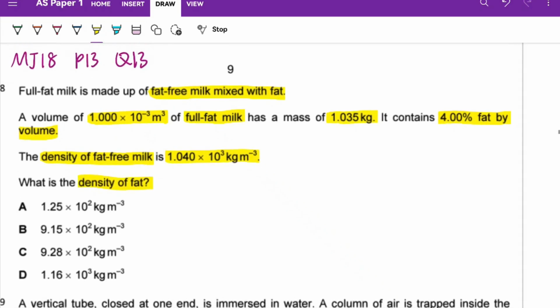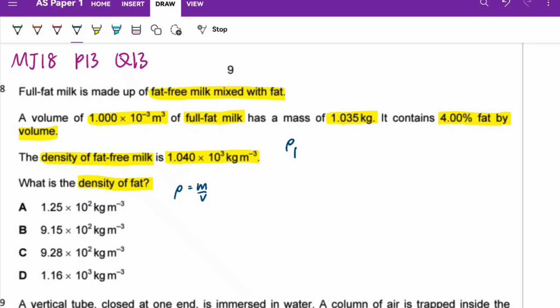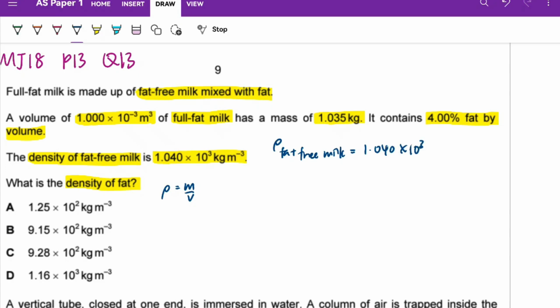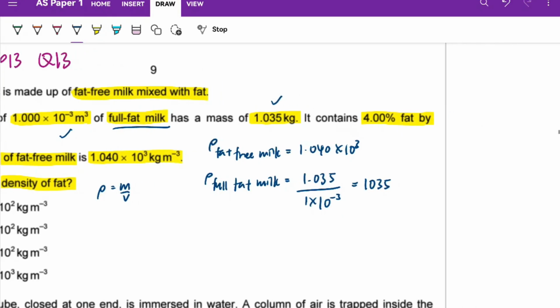Okay, so to find the density of fat, we know density has a formula: mass over volume, right? Let's write it here. Density of fat-free milk is 1.040 times 10 to the power of 3. What is the density of full fat milk? Can we find? Of course we can, because we have the volume and the mass. Let's use the calculator. You will get 1035 kilogram per meter cube. That is the density of full fat milk.